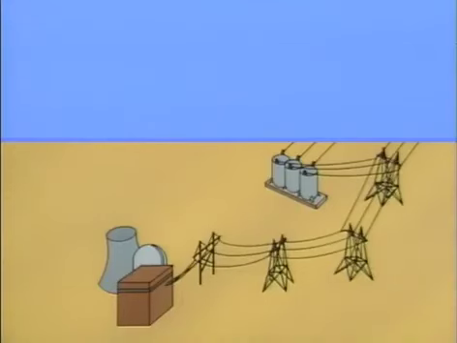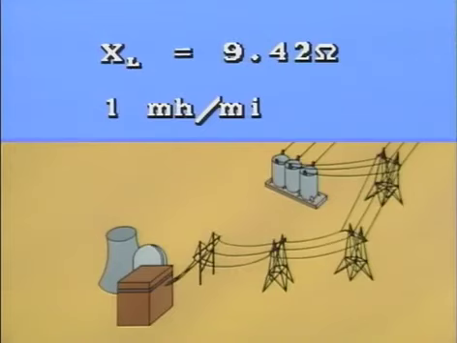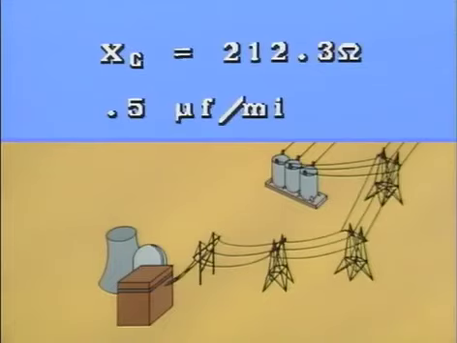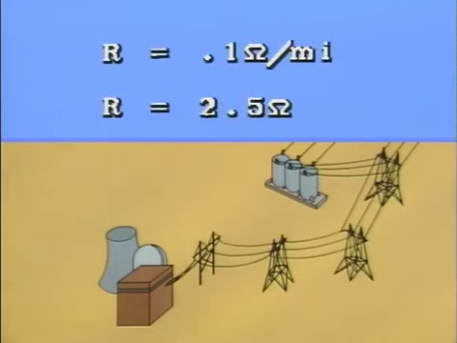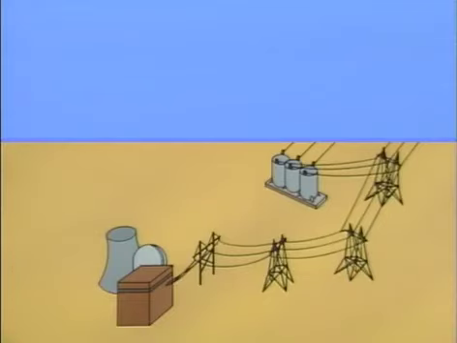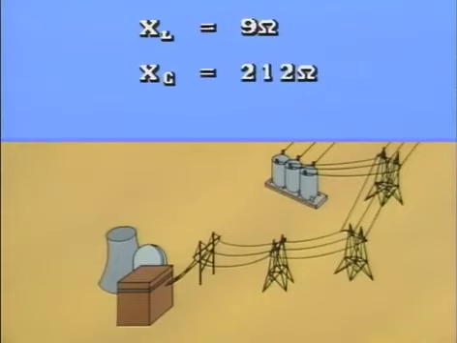Our calculations showed that the inductive reactance was 9.42 ohms, using an inductance value of 1 millihenry per mile. Capacitive reactance was 212.3 ohms, using a capacitance value of 0.5 microfarads per mile. And resistance was 0.1 ohm per mile, or 2.5 ohms for the 25-mile run. To simplify the calculation, we'll round off the values for inductive reactance, capacitive reactance, and resistance. We'll round off X sub L to 9 ohms, X sub C to 212 ohms, and resistance to 3 ohms.